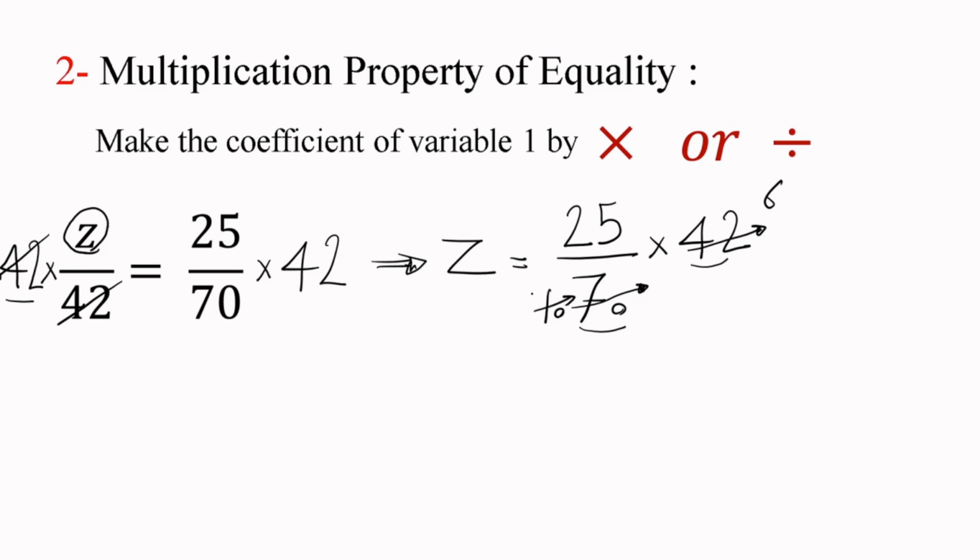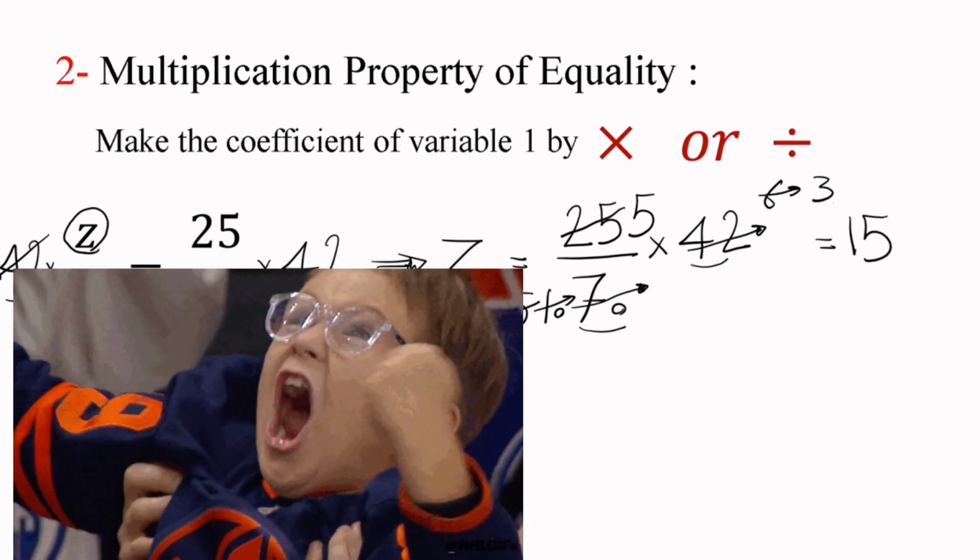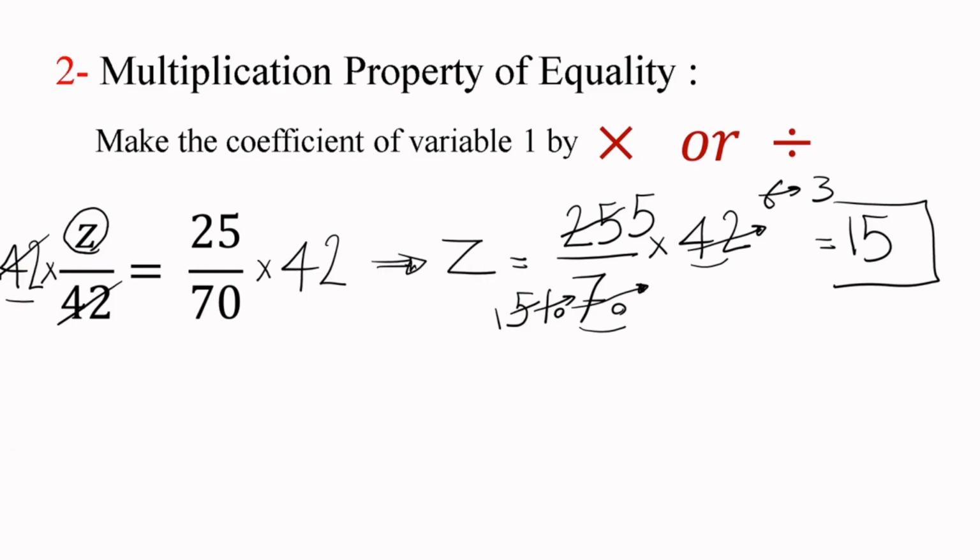I'm going to have 5. Here I'm going to have 3. I can divide it by 5, it's going to be 1, and I can divide it by 5, it's going to be 5. And finally, I'm going to have 3 times 5, which is 15. Really easy.